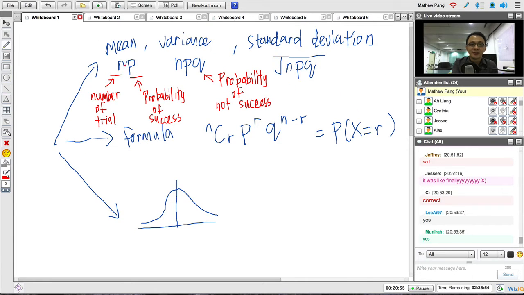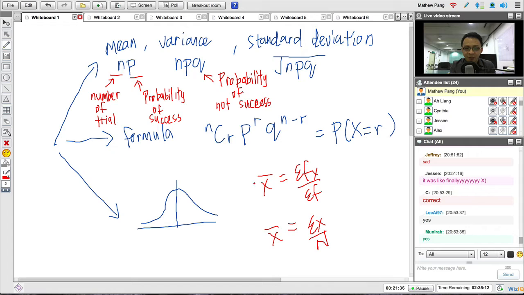Later, if there is time, we will see examples of how to find P and Q. Some students ask me how to differentiate whether to use the mean formula for this chapter or the mean formula for statistics. In statistics, you learn sum of fx over sum of f, and also sum of x over n, which are mean also. You have so many mean formulas. Which one should you use in your exam? It's very easy to differentiate.